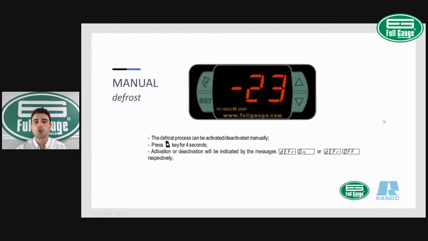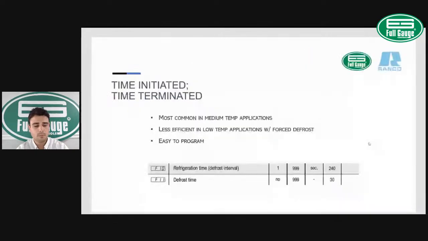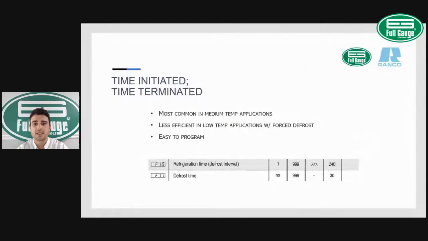With the full gauge controller, you can easily force a manual defrost by pressing the upper key for 4 seconds. Pressing the upper key for 4 seconds will take you to the defrost. It will allow you to activate and deactivate defrost. So the manual defrost is the first defrost we would like to share with you. Another very common defrost cycle is the time-initiated, time-terminated defrost.